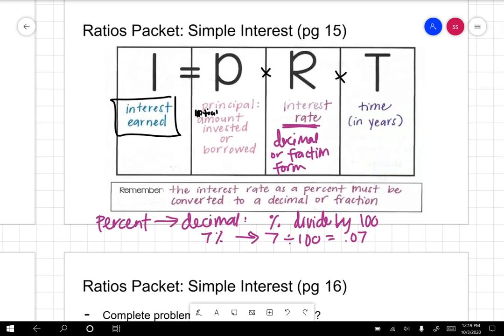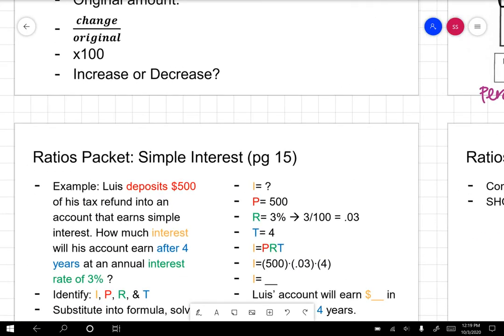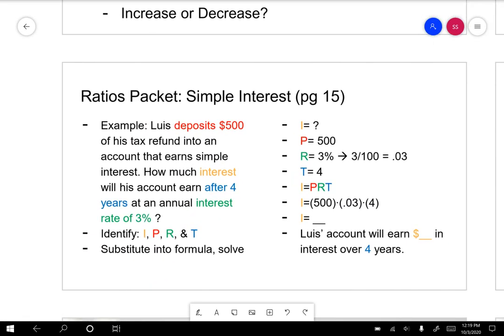Okay, so let's go over some examples of simple interest. So this is still on page 15. Okay, we have the example of Louis, or Louise, or however you want to say it, Louis, deposits $500 of his tax refund into an account that earns simple interest.